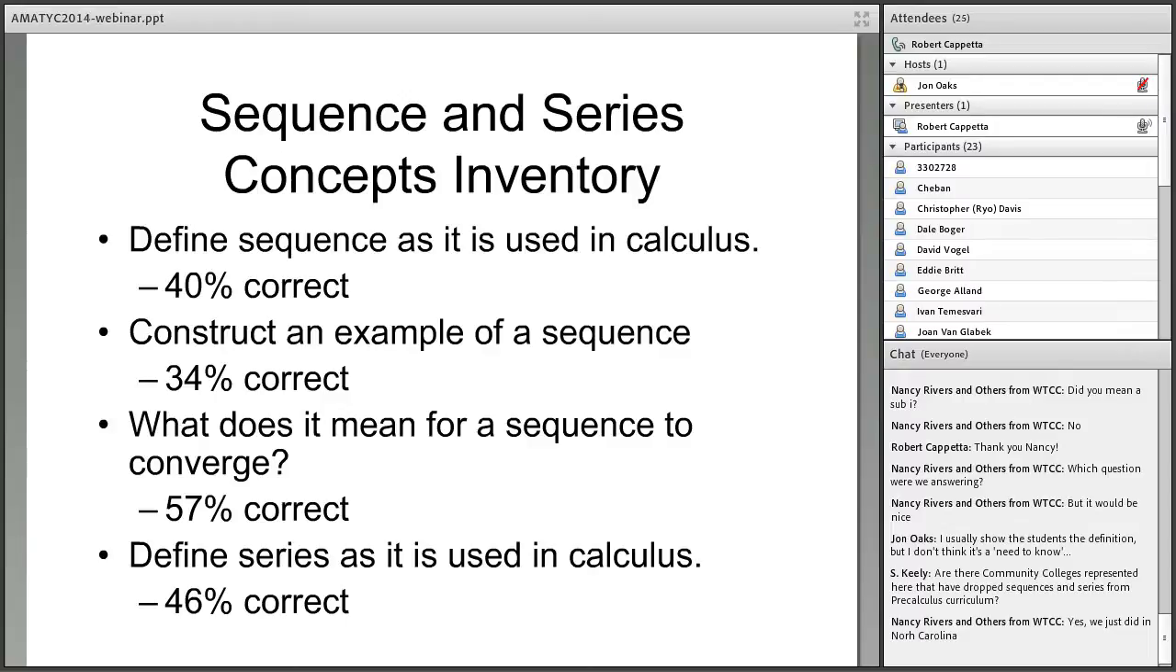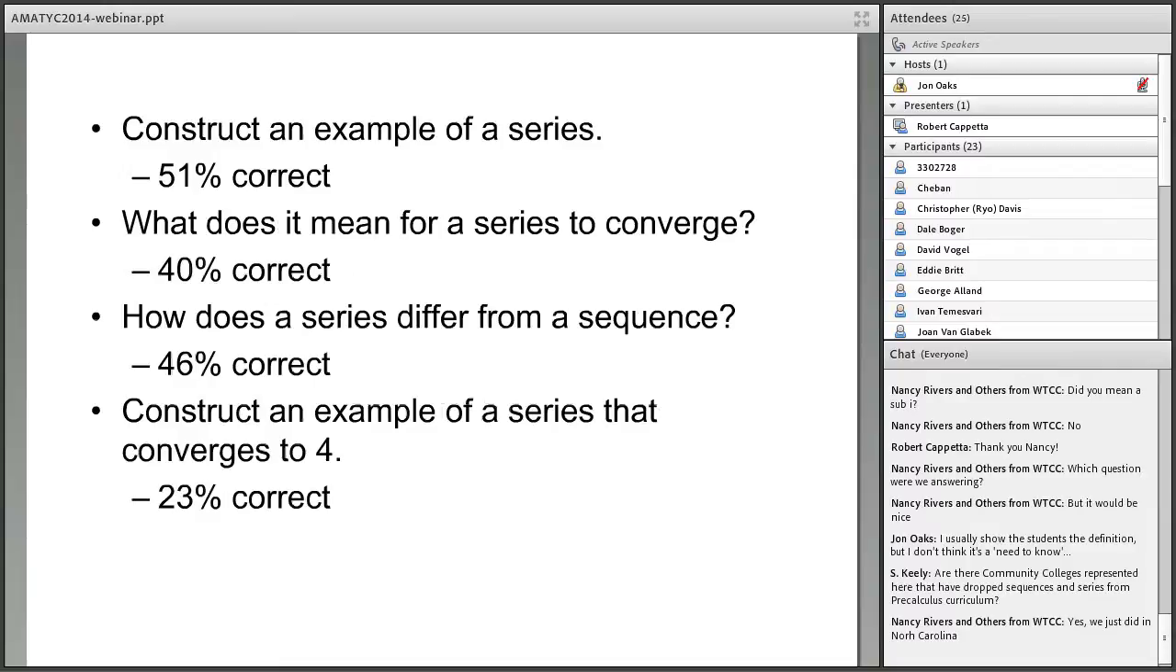Next question, what does it mean for a sequence to converge? A little bit more than half were able to give some kind of a reasonable answer there. To define series as it is used in calculus, a little bit less than half were able to do that. Now think about this. We spend so much time with tests of convergence of series, yet fewer than half of the students were able to define what a series is. To construct an example of a series, 51% could do that. What does it mean for a series to converge? 40%. How does a series differ from a sequence? 46%.